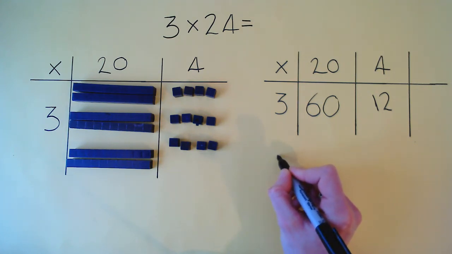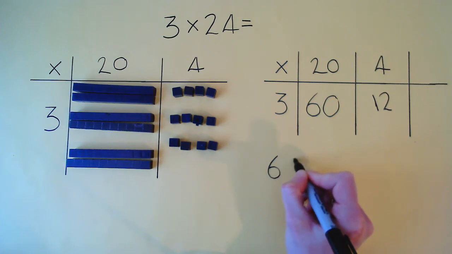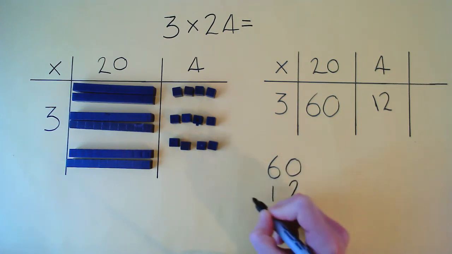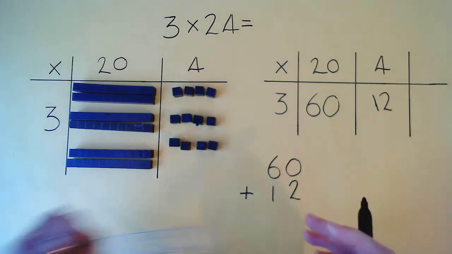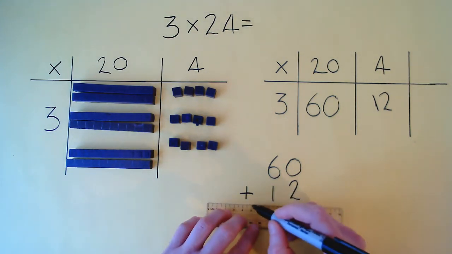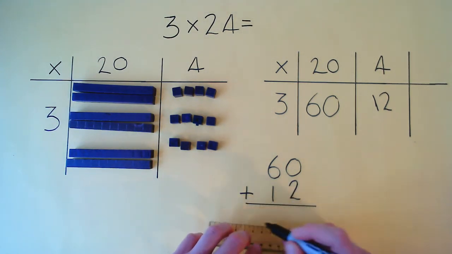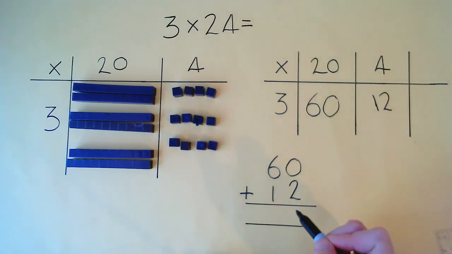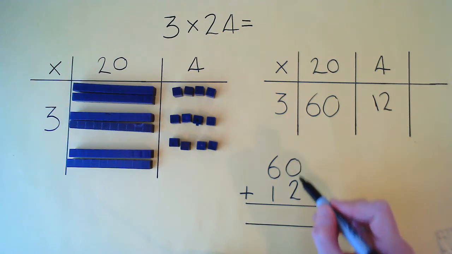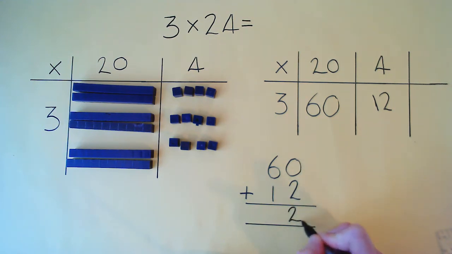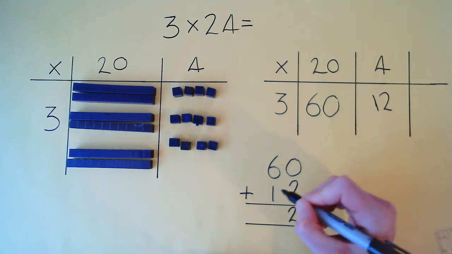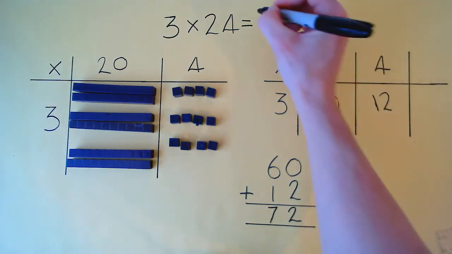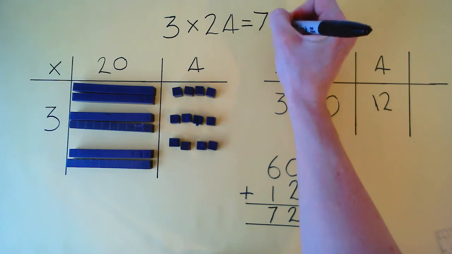So I'm going to write 60 and 12 with my plus sign and take my ruler. Okay, and with column addition, do we start with our tens or ones? Ones, fantastic. So we have 2 in our ones column, and 6 plus 1 is 7. So now we know that our answer is 72.